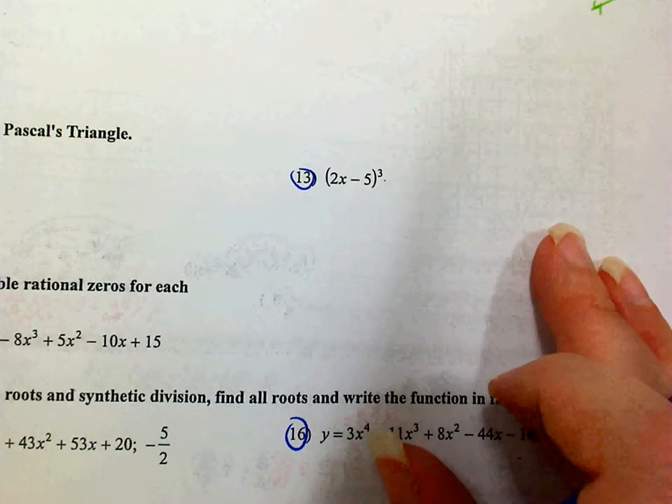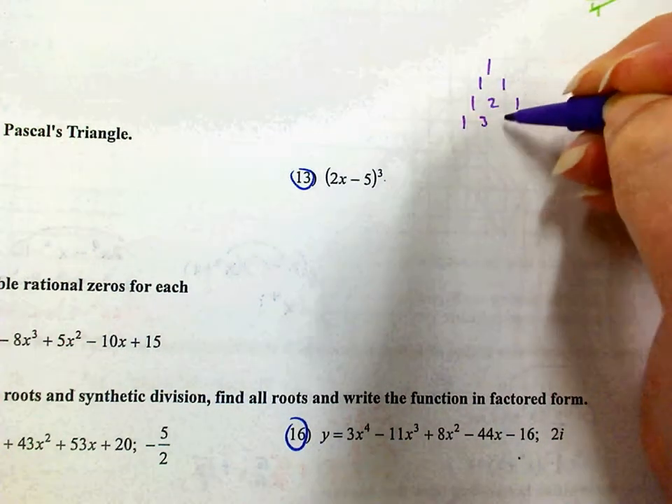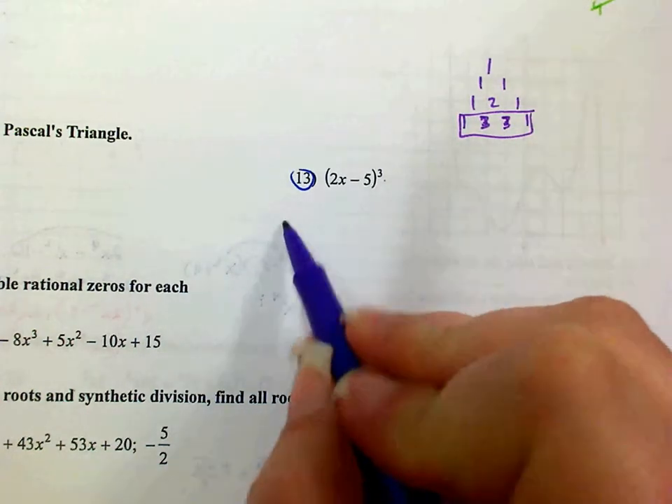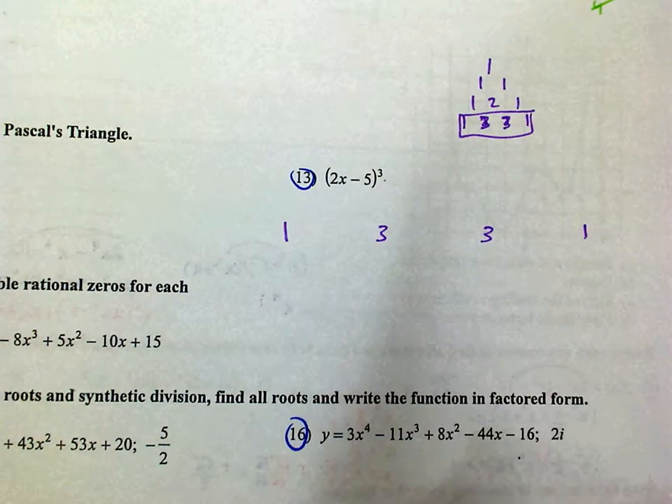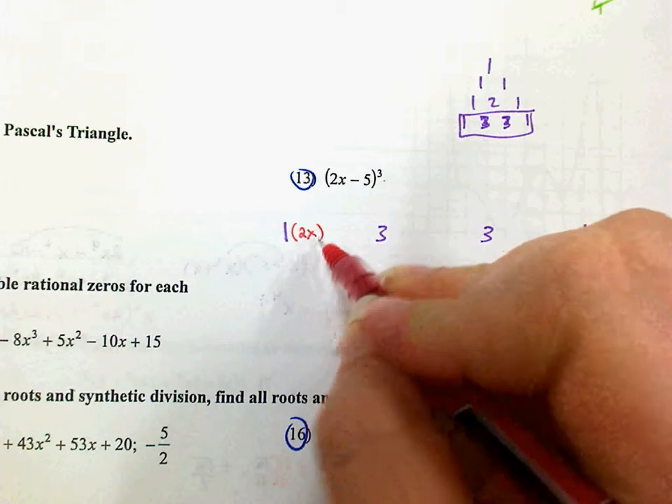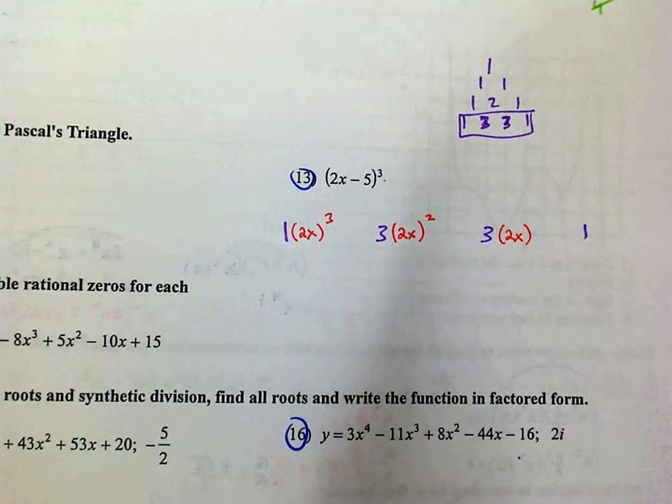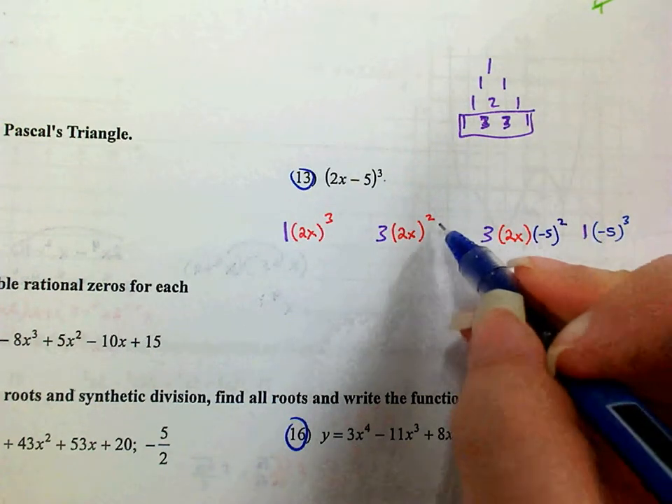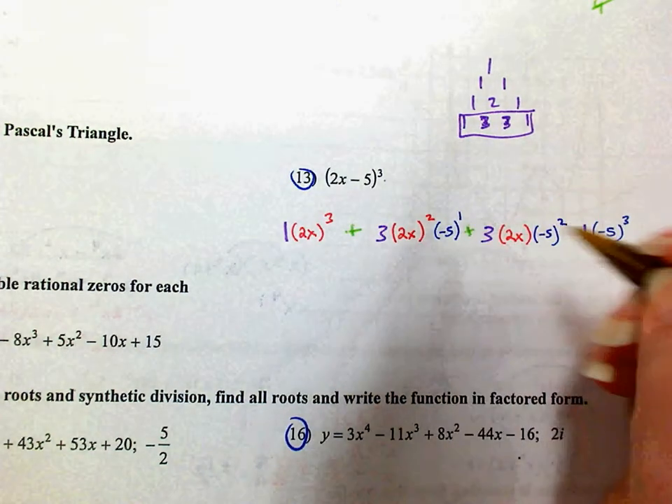13 says expand using Pascal's triangle, so I need 3. So I'm going to go 1, 1, 1, 1, 2, 1, 1, 3, 3, 1. And I need the one with the 3's, so that is the row I need. Okay? So I put 1, 3, 3, 1. Okay. So then the first term is 2x, so I'm going to go 2x to the third, 2x squared, and 2x. And then the last term is negative 5. So I've got negative 5 to the third, negative 5 squared, and negative 5 to the first, and no negative 5. Okay, so then the idea is to add each term and simplify.